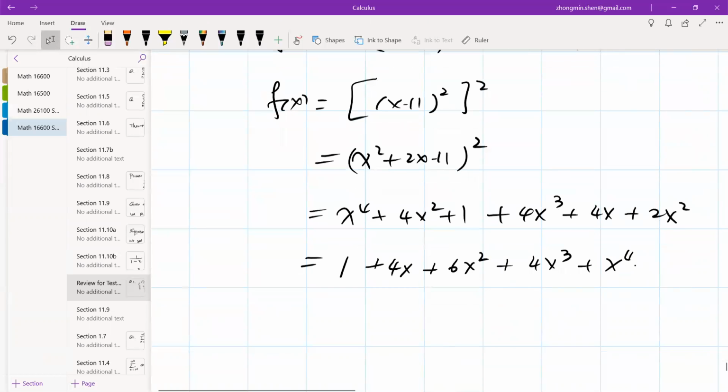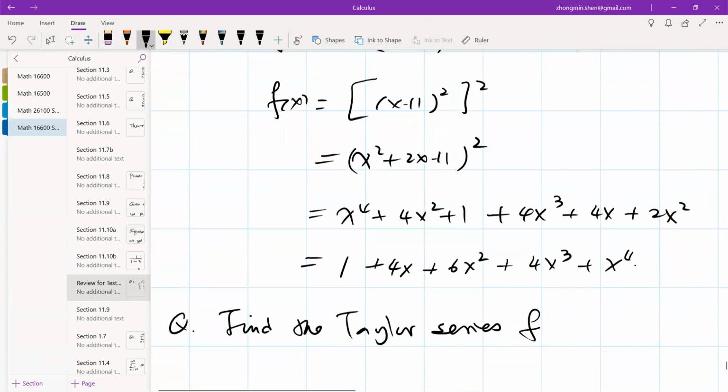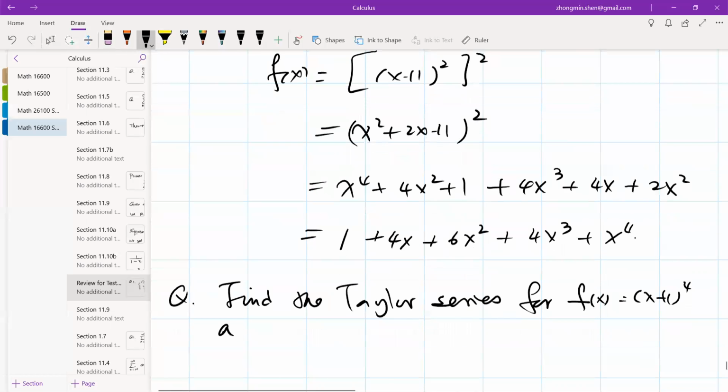Here's another question. Find the Taylor series for this function, x plus 1 to the fourth power, at a equals, let's see, at 1. Okay, can you do that?